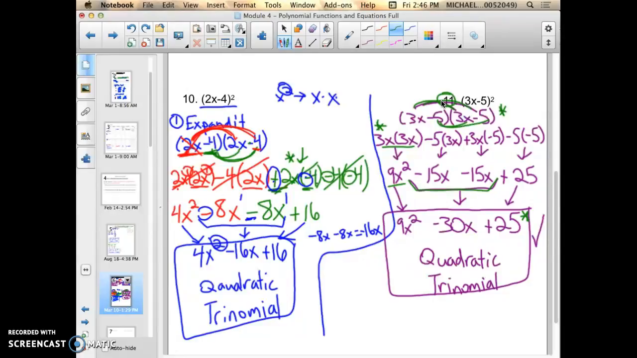So if you have this as your answer and you've named it a quadratic trinomial, you are free to move on to the practice portion of this objective and practice some problems like these on your own. If you don't have this for your answer, the 9x squared minus 30x plus 25, and you didn't name it quadratic trinomial, please raise your hand so I can come check your work.